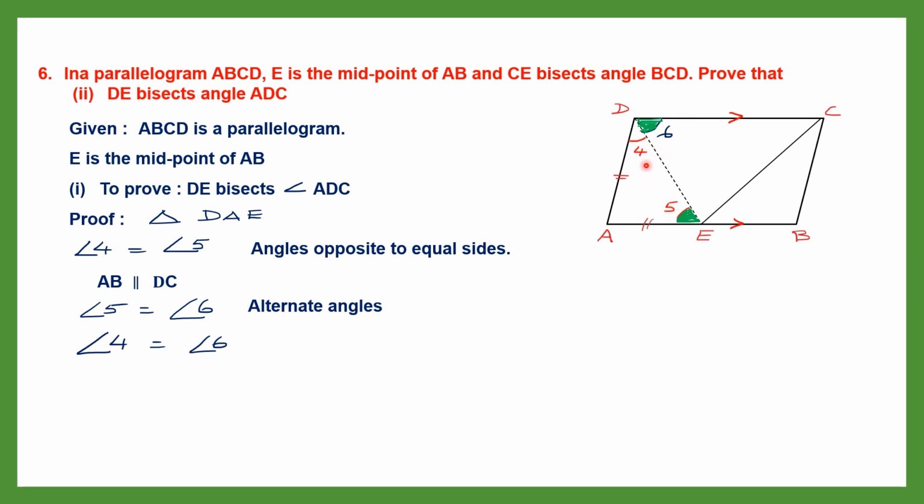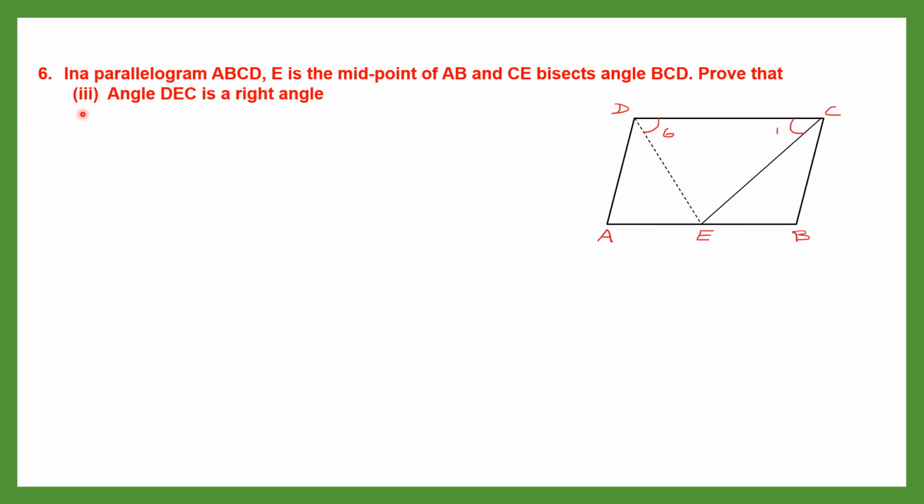So what does that mean? It means that this line DE has bisected this angle into two equal angles that are 4 and 6. So 4 and 6 are equal to each other. So we have proved that DE bisects angle ADC. And here you can see there are two angles and both these angles are equal. We have just proved it. So this also we have proved. So we can write hence proved.